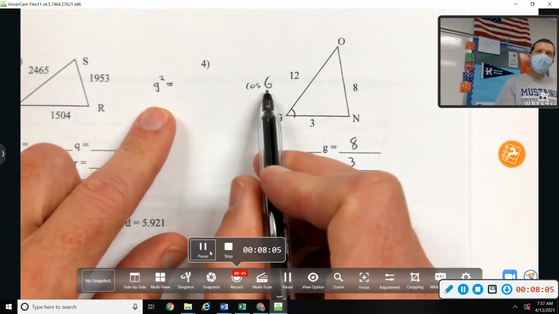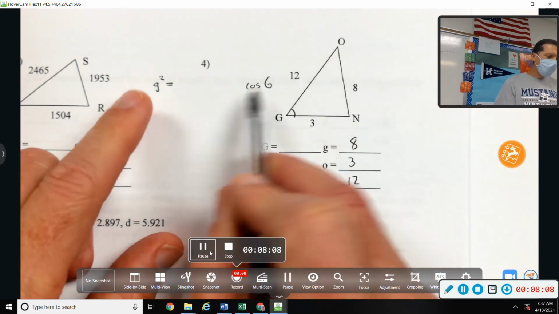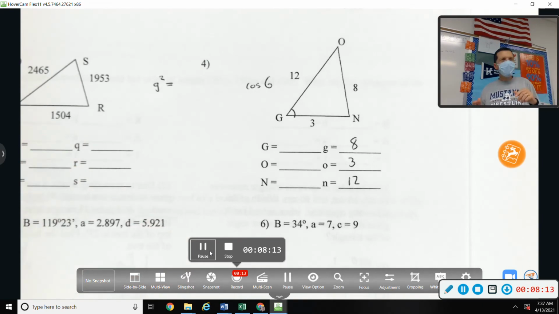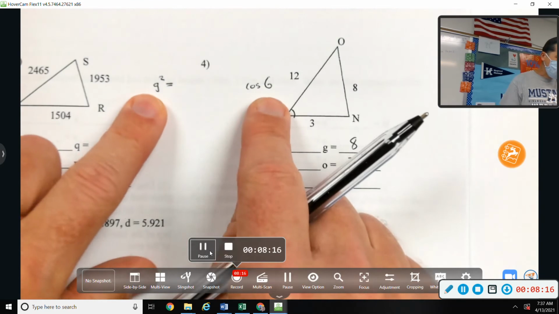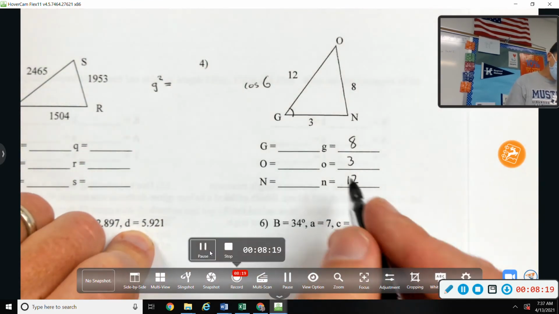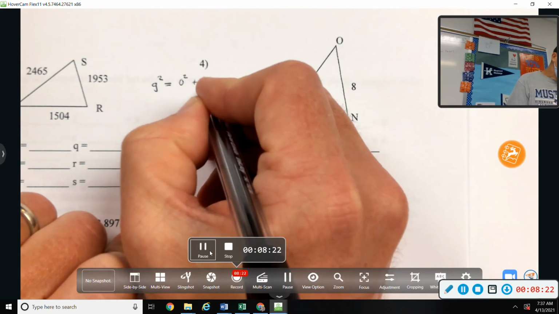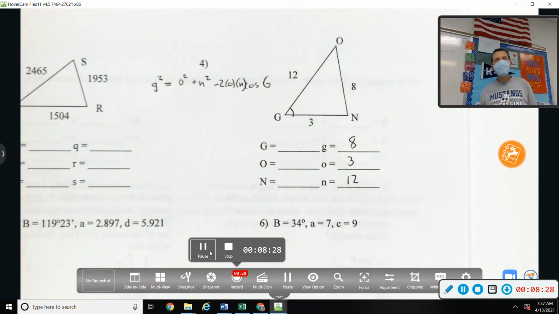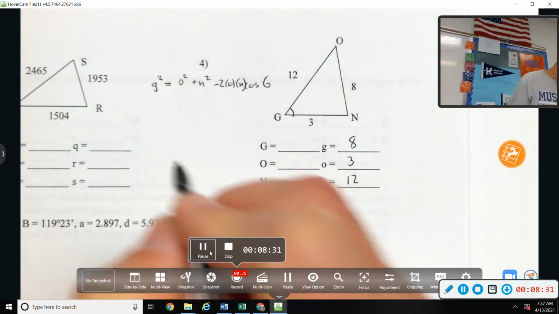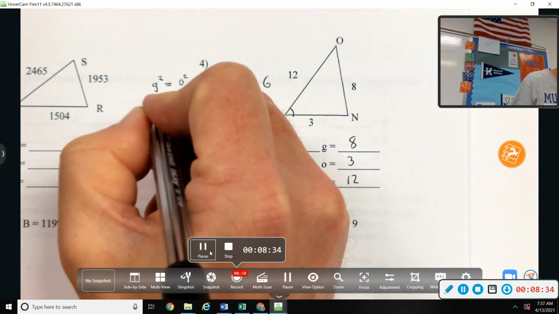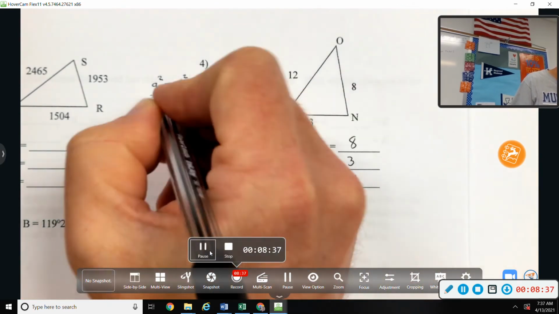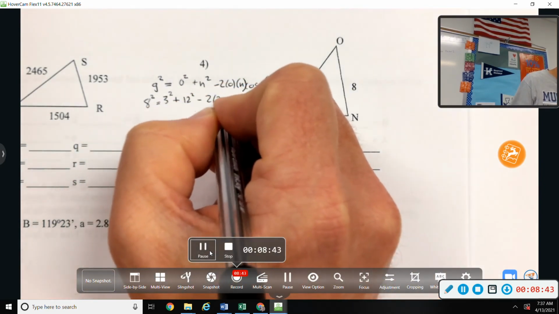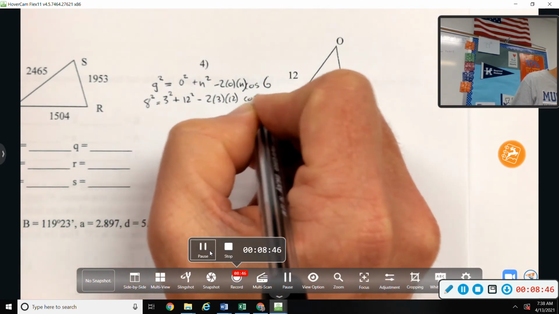Angle and side have to be across from each other in the picture, and they've got to be across from each other in law of cosines. I'm not real worried about who's A and who's B and who's C, and whether I should rename them. If I've got these, then the other two sides are what goes in the middle here. So O squared plus N squared minus 2ON cosine of G. Let's fill in the pieces: 8 squared equals 3 squared plus 12 squared minus 2 times 3 times 12 times cosine of G.